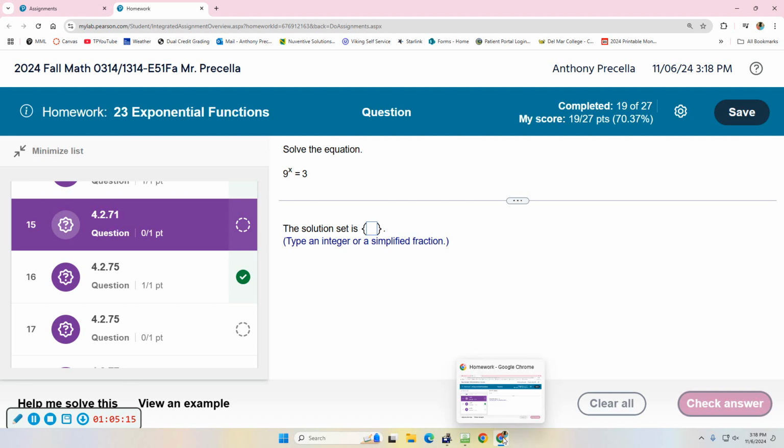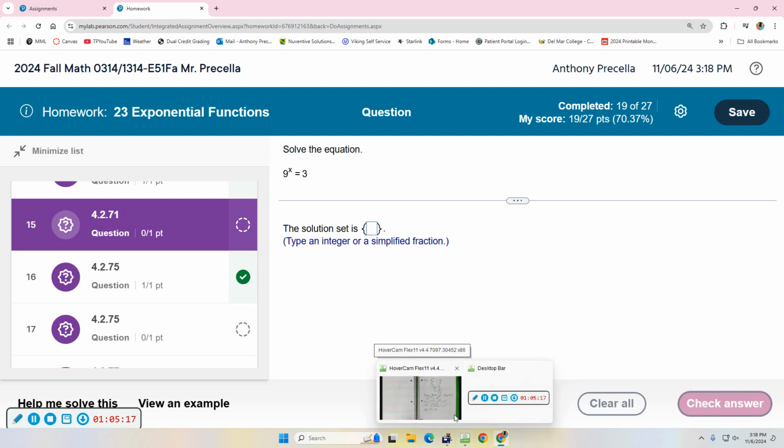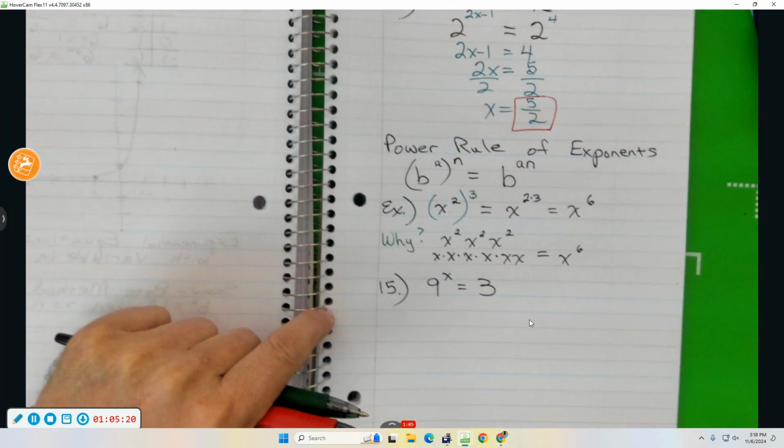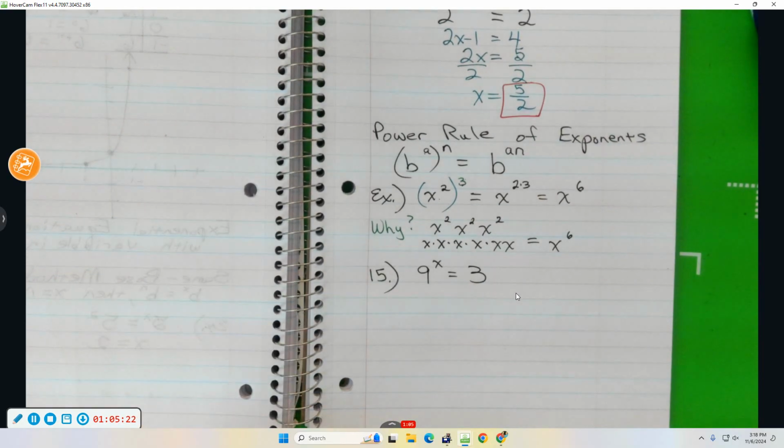9 to the x equals 3. Okay, it's an exponential equation, and the variable's in the exponent. We need the same base on both sides. 3 is a prime number. You're not going to change 3.